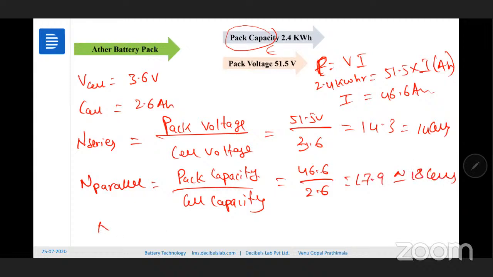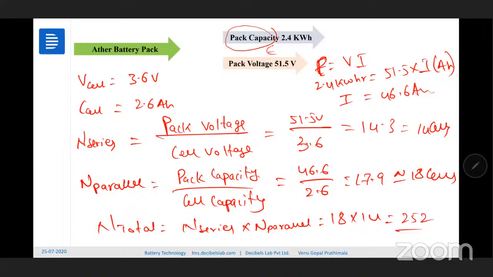Now N total equals the product of N series and N parallel. It will give you the total number of cells used in the battery pack. So it will be 18 into 14, which is 252 cells. So we have to use 252 cells in order to get 2.4 kilowatt hour of pack energy and 51.5 volts.